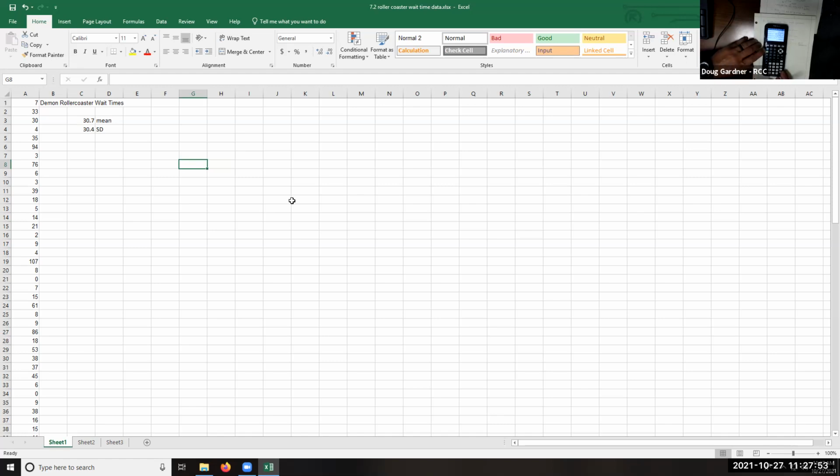I could have said normal CDF, lower limit. Notice I'm using a z-score of 1.12. So my lower limit z-score, I'll say, is -5. My upper limit was 1.12. My mean is 0 and my standard deviation is 1. Notice I got the same 87% I just got a second ago.